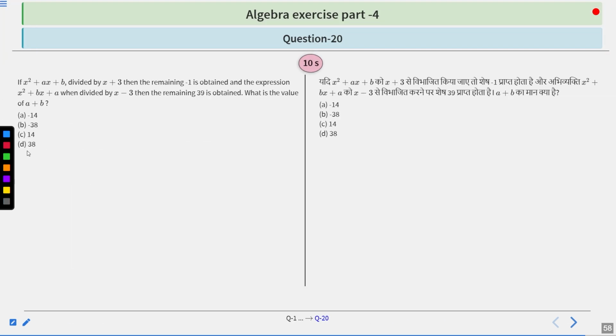Next, if x squared plus ax plus b is divided by x plus 3, then the remainder minus 1 is obtained, and the expression x squared plus bx plus a when divided by x minus 3, then the remainder 39 is obtained. What is the value of a plus b? And the options are option A minus 14, option B minus 38, option C 14, and option D 38. These are the options. I'm giving you 10 seconds to find out the correct answer. After that, I will do the solution.